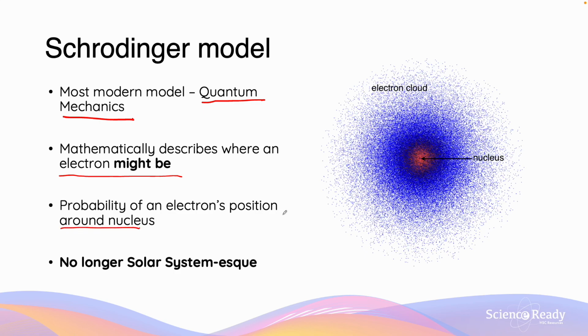If we look at the diagram on the right hand side, we can see the nucleus with the many different electrons or potential electron positions which surround the nucleus. It's important for us to understand that, unlike the Rutherford and the Bohr model, the Schrödinger model does not demonstrate an atomic structure that resembles a solar system.